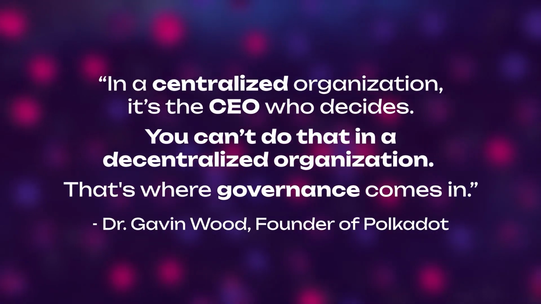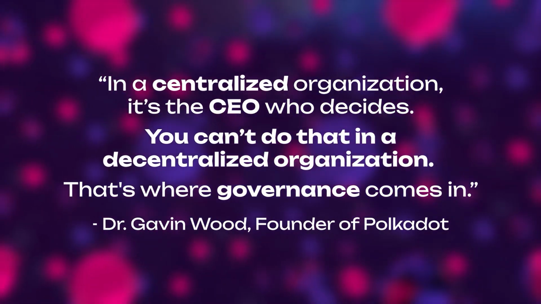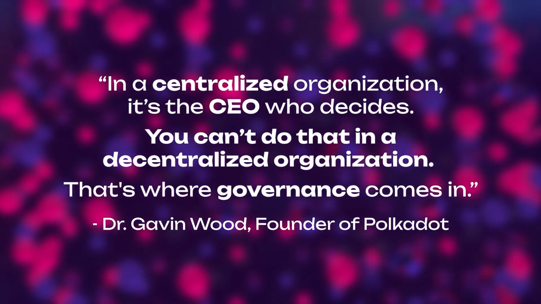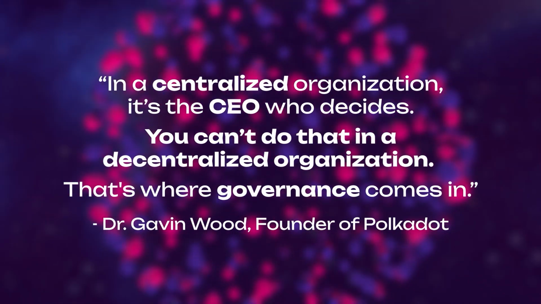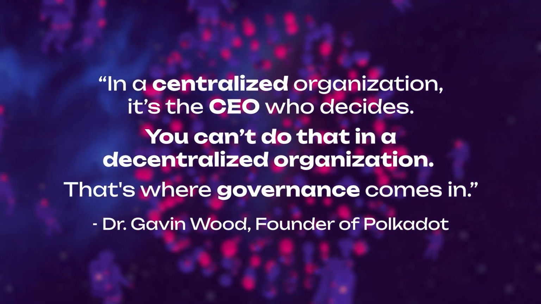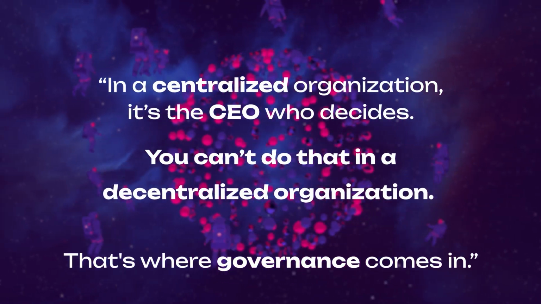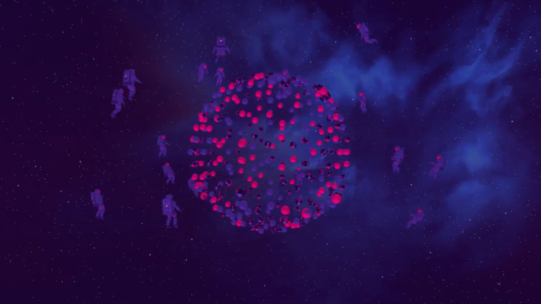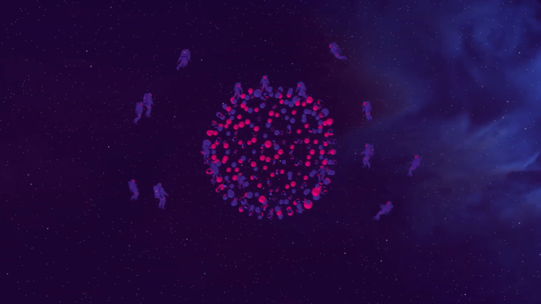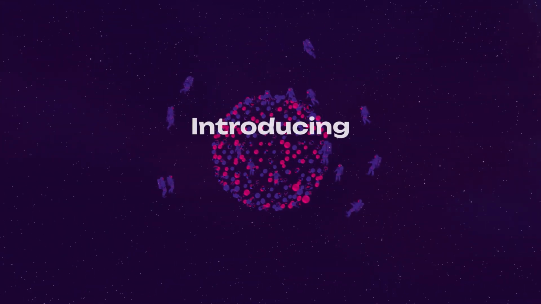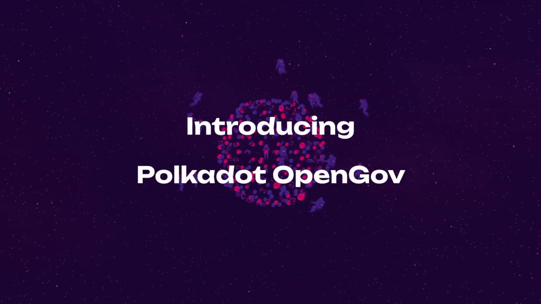Other protocols that attempt decentralized governance run into their own problems. Processes are slow, upgrades don't happen, and the protocol stalls. This isn't how decentralization is supposed to work. Polkadot OpenGov does things differently.